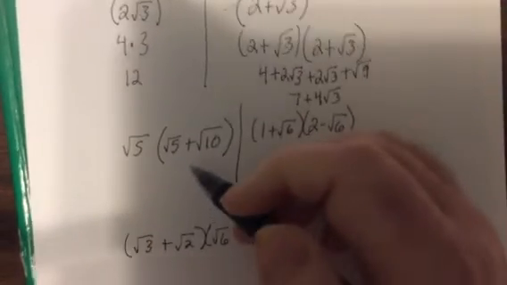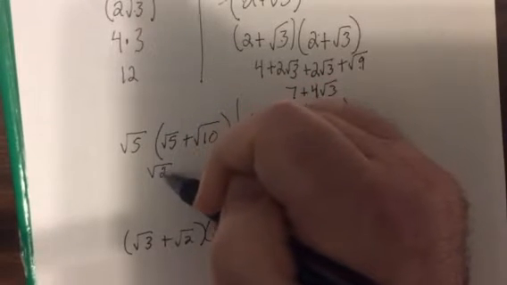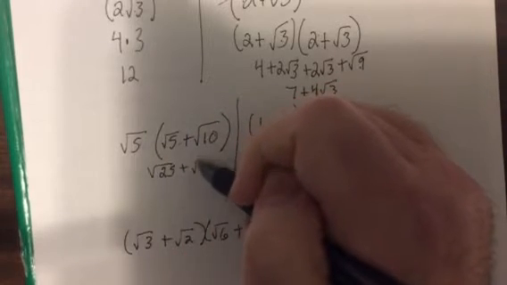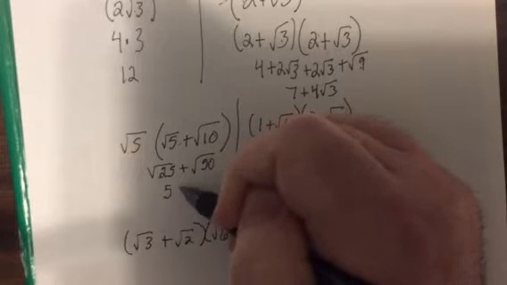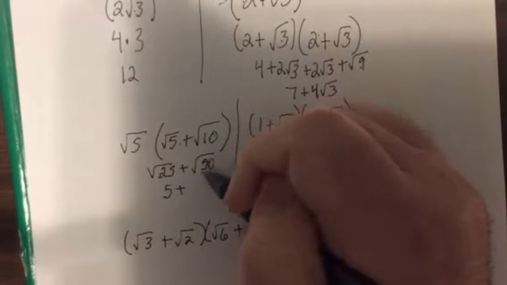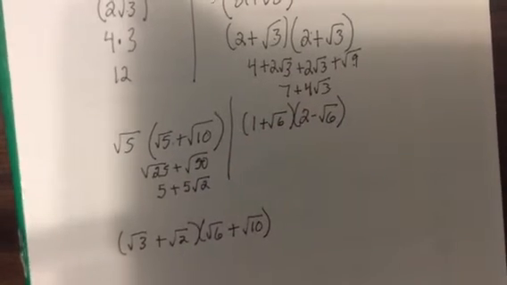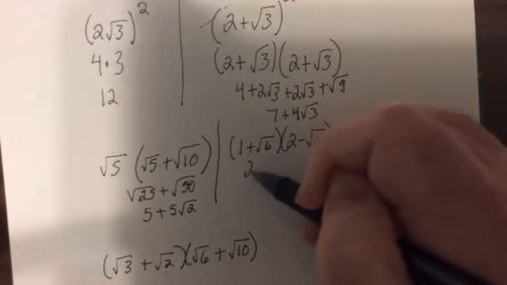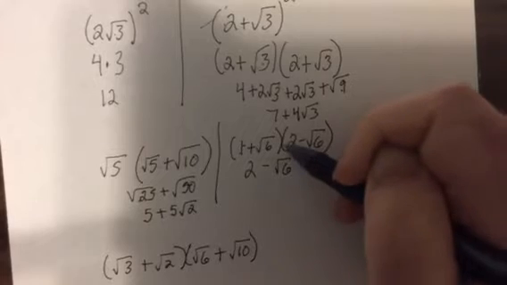Okay, I'm going to distribute the square root of 5, so it'd be square root of 25, 5 times 5, and square root of 50. Square root of 25 is 5, because there's 2 5s in 25. And 50 is 25 times 2, and the square root of 25 is 5. 1 times 2 is 2. 1 times minus square root of 6.